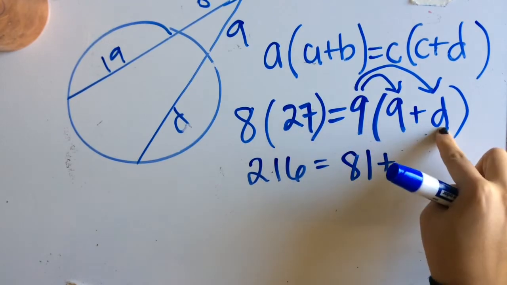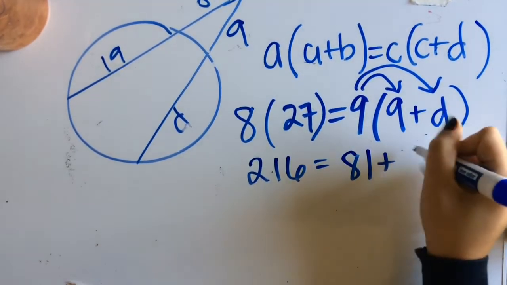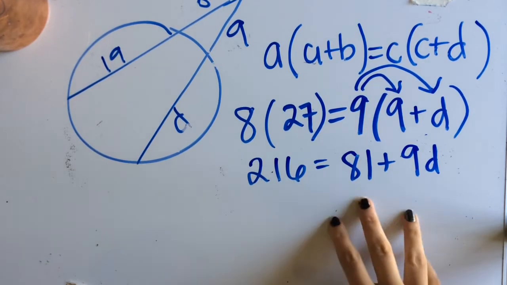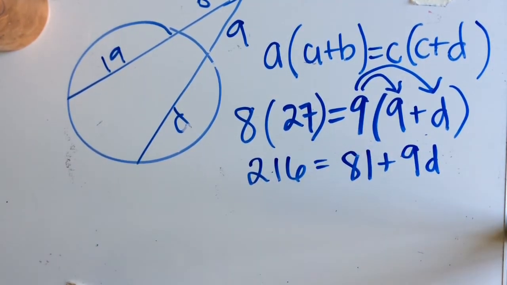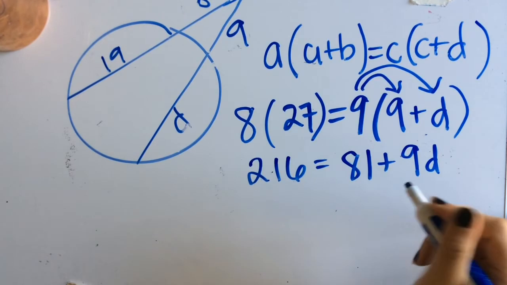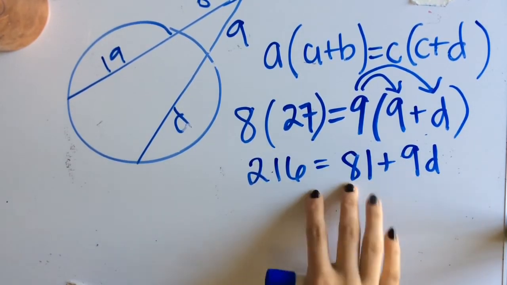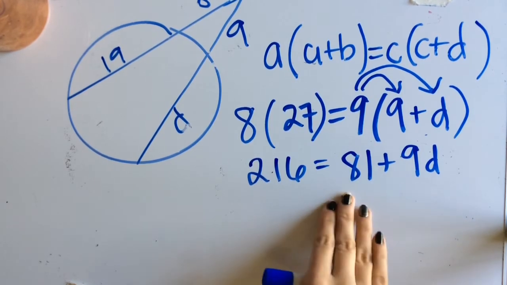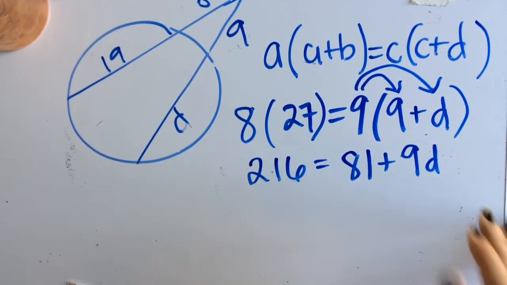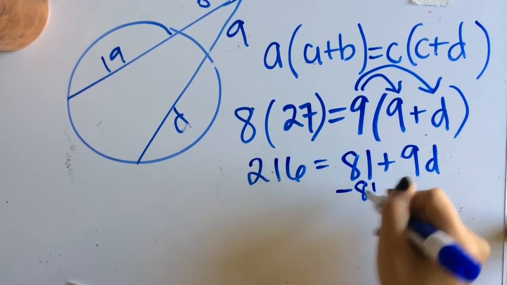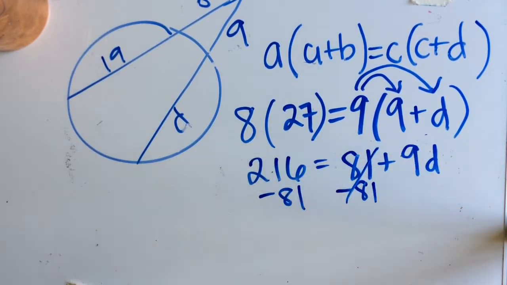Plus 9 times D, well, we don't know what D is, so it's just 9 times D, 9D. Okay, now I don't have parentheses, and this is easier to look at, and I can start solving for D. So 9 is kind of stuck to D, so I can't divide by 9 quite yet. I have to work from the outside and work in. So I'm going to subtract, since 81 is being added to 90, I'm going to subtract 81 to both sides.